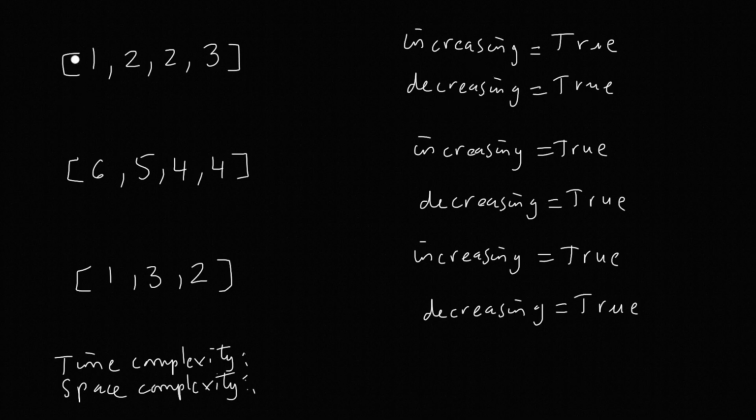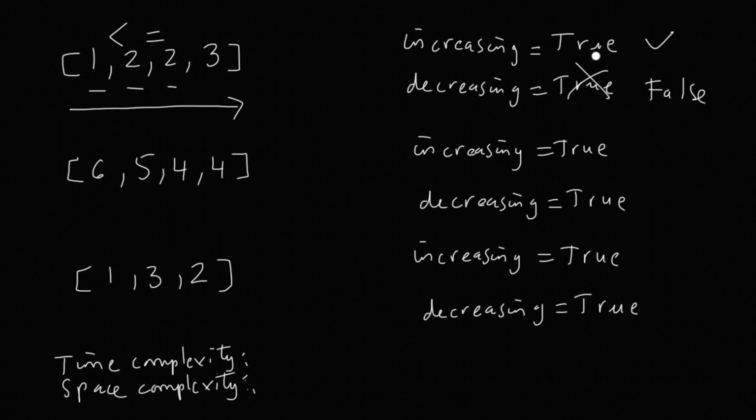Let's go over this array as an example. Now let's loop through this array. 1 to 2, we have 2 greater than 1. So the condition of increasing is true. Decreasing is false. Moving on from 2 to 2, they're equal to each other. So increasing is still true. 2 to 3, now 3 is greater than 2. So increasing is true. The final answer is true for this case. This array is monotone increasing.